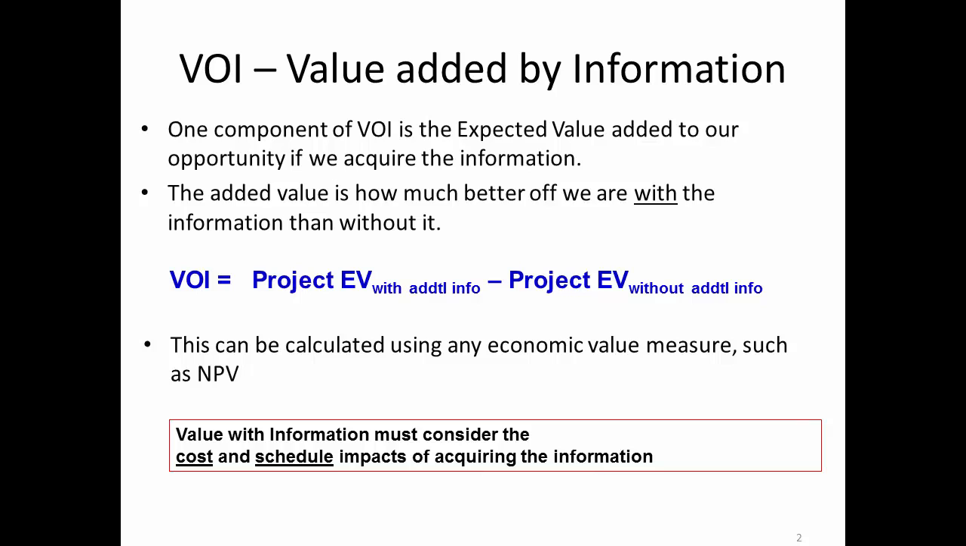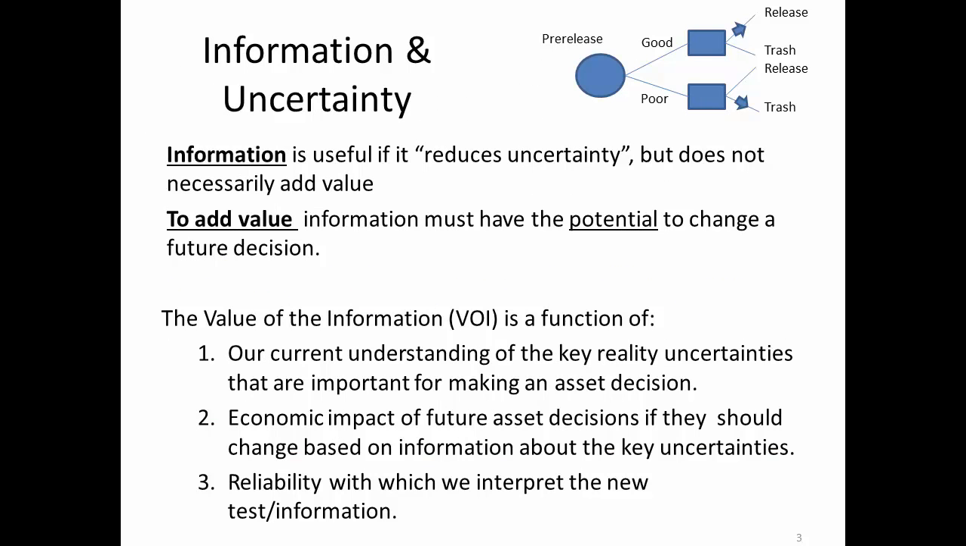We need to remember in conducting VOI to include the cost and the schedule impacts of acquiring the information. In this particular example, we will be including the cost, but we will not have any impact for schedule. Information is useful if it reduces uncertainty, but does not necessarily add value. Quite often, reservoir engineers or project managers want to reduce the uncertainty in the project, but doing so at the expense of gathering information is not attractive unless there's a potential to change a future decision.